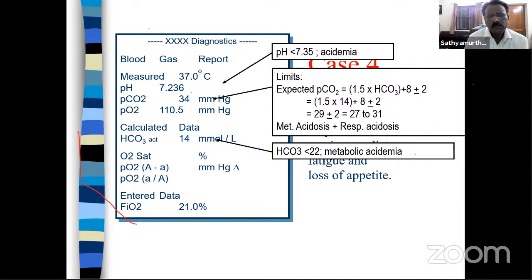So the expected PCO2 is what we calculate here. The expected PCO2 should be 1.5 times bicarbonate plus 8, plus or minus 2. So that will be 1.5 into 14, so it will be somewhere between 27 to 31.